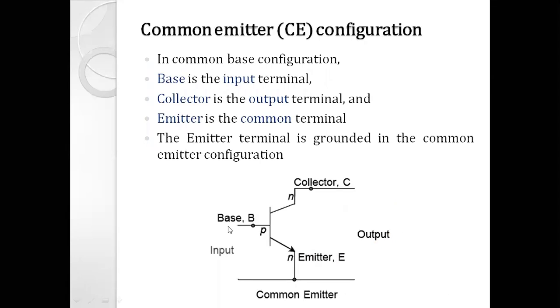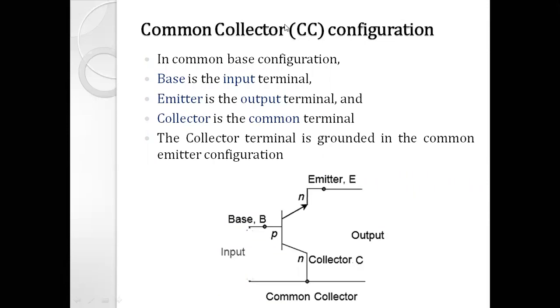Similarly, if the emitter terminal is common between input and output, so here input is the base terminal, output is the collector terminal, and emitter is made common between input and output. That means input is given between the base and the emitter terminal, and output is taken between the collector and emitter terminal. So here emitter is made common between input and output, between base and collector. So this configuration is known as the common emitter configuration, where the emitter terminal is made common.